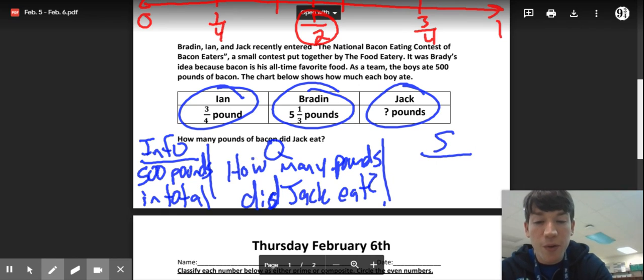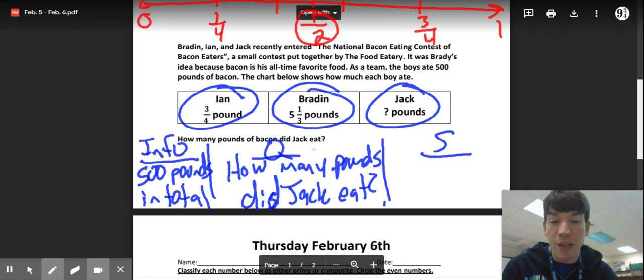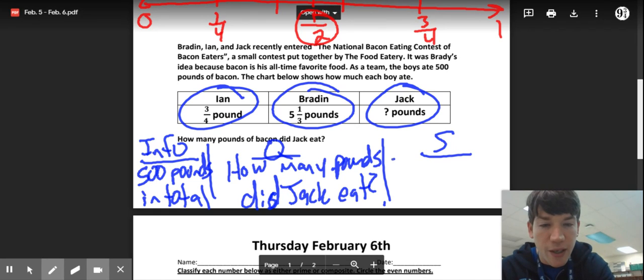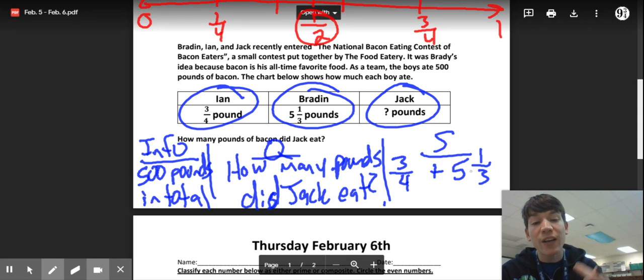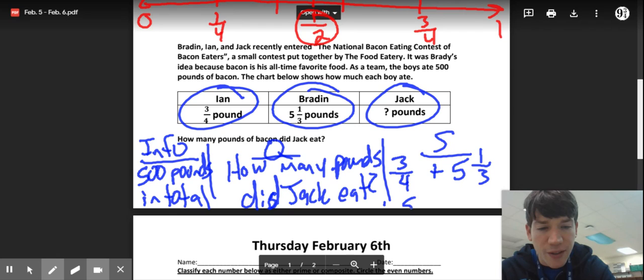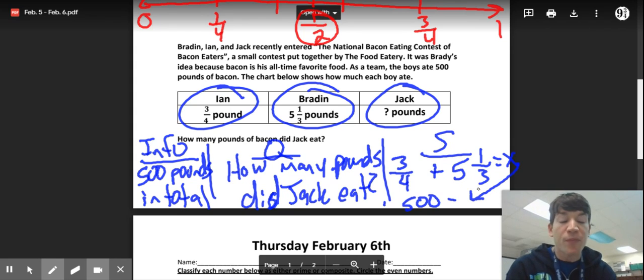Now, this is one of those missing piece strategies. So all we're really thinking here is, if we could find a total of Braden and Ian, and we could find the difference of that and the total, then we have Jack's. So the first thing I'm thinking is, let's add 3/4 of a pound plus 5 1/3. When you're doing that, make sure you're thinking about finding your common denominators. When we get a total here, whatever this is, let's call it X, we're going to subtract that number from 500 to get ourselves a total for Jack's amount. And that's basically what we're going to do.